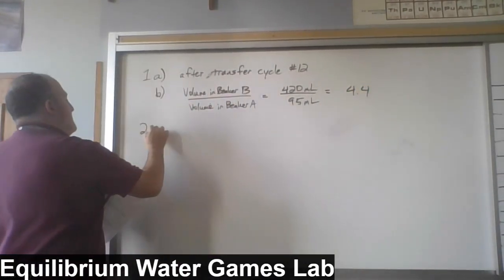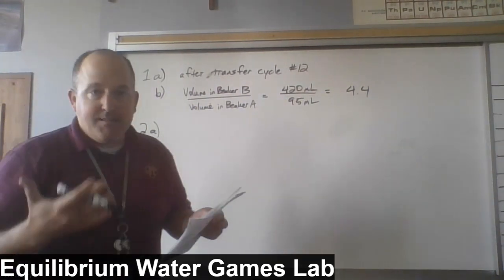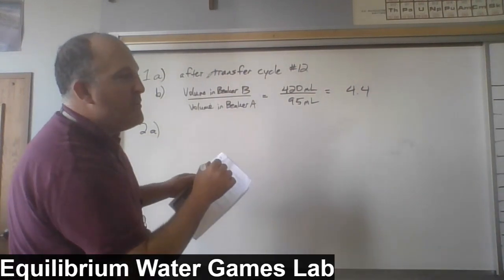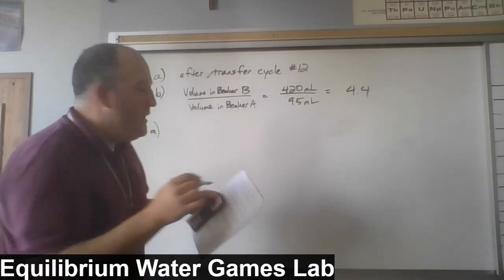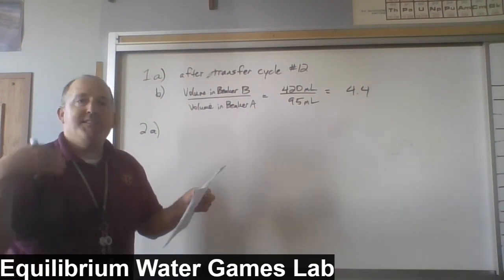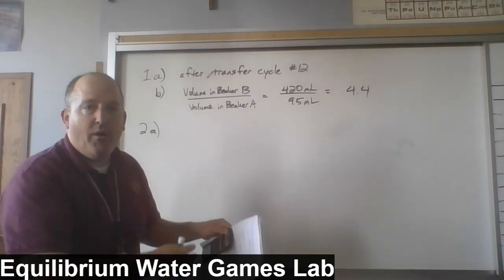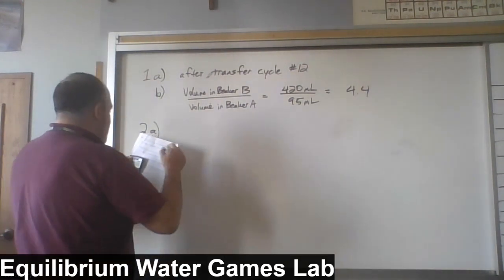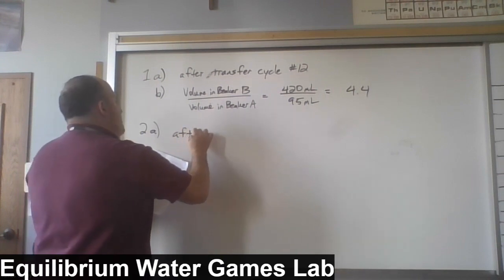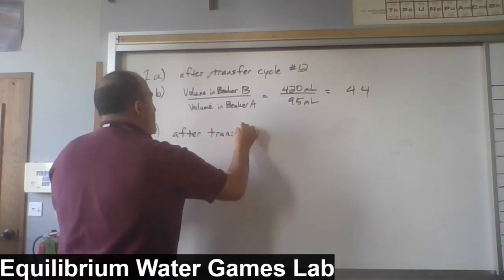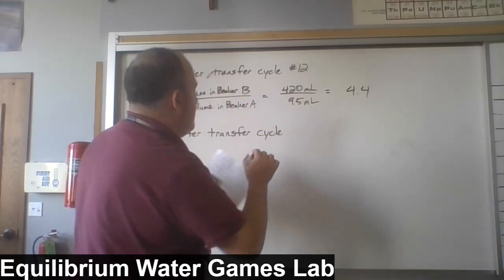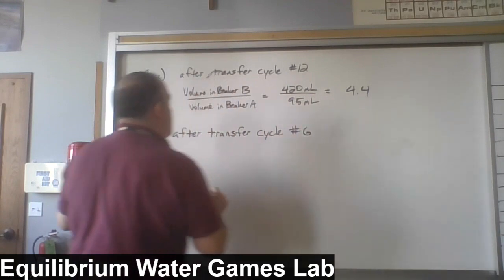Okay, analysis question 2. It's going to be the same question, but looking at part 2 data. Our equilibrium was established this time much more quickly. When we had an even distribution of water in the two beakers to begin with, it didn't take as many transfer cycles to get the water moved over into beaker B as it did in the part 1 data. Okay, so this happened after transfer cycle 9. I'm sorry, 6, after transfer cycle number 6.